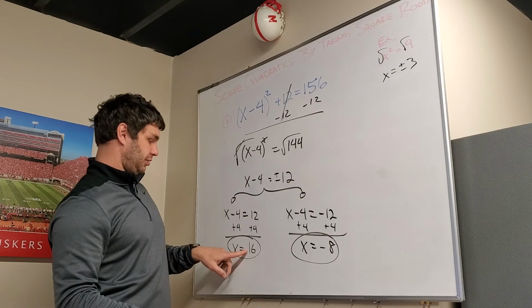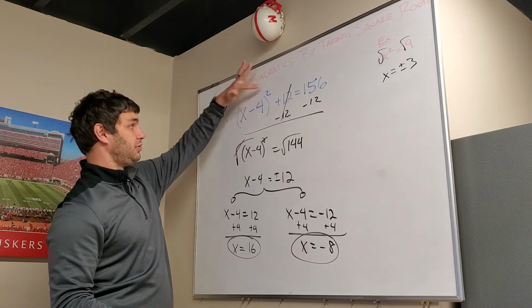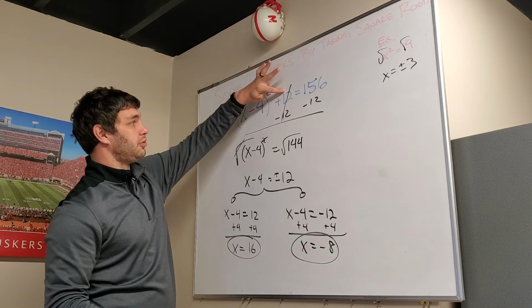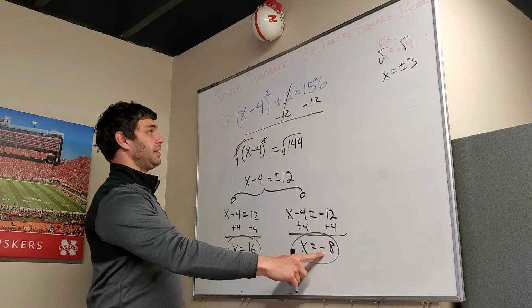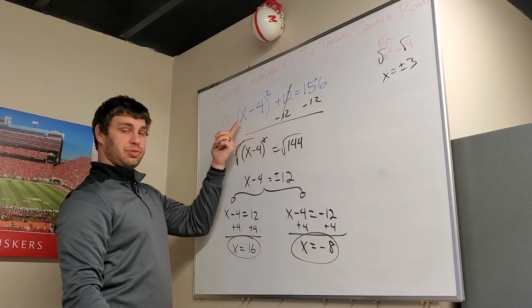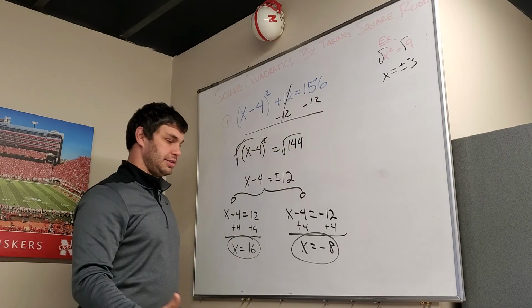Let's try it with one. Let's do 16. 16 minus 4 is 12. 12 squared is 144. 144 plus 12 gives us the original 156. And it also worked with negative 8. Negative 8 minus 4 is negative 12. Negative 12 squared is also 144, and so on. So you get the same answer.